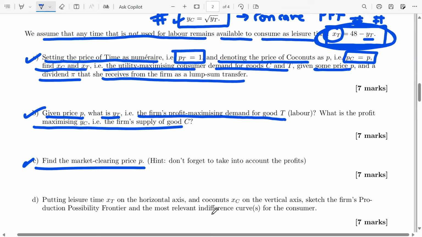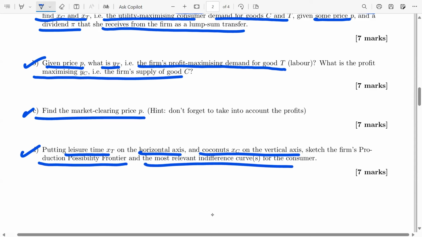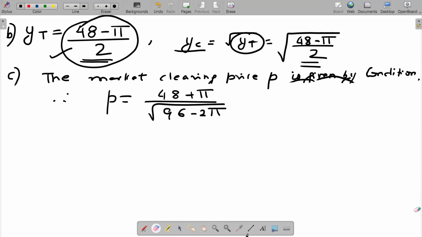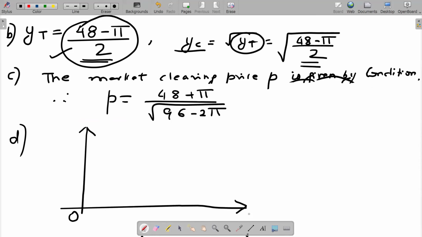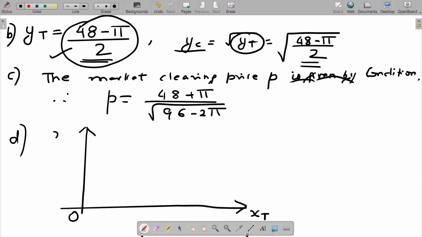Coming back to the question paper, the last part: putting the leisure on the horizontal axis and the coconuts on the vertical axis, sketch the production possibility frontier and the most relevant indifference curve. So this is quite easy. All I have to do is just draw a production possibility curve and sketch it. On the horizontal axis, we have XT. On the vertical axis, let me correct myself, we are putting XT and XC.